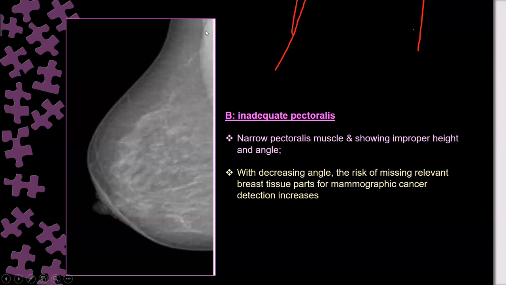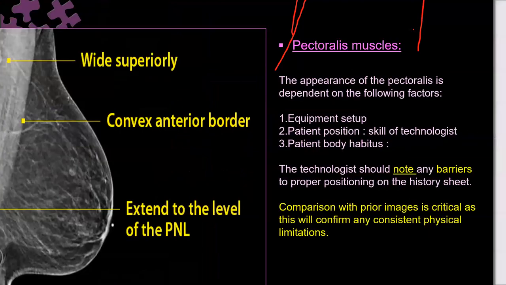But the width is not wide in the axilla and narrow down. Even here, it is narrow in the axilla. That is one issue. The other one is that it is short, very high. Narrow and short, yes, from the posterior nipple line. And the angle looks less than 10. So with decreasing angles, the risk of missing relevant breast tissue for mammographic cancer detection will be increased.